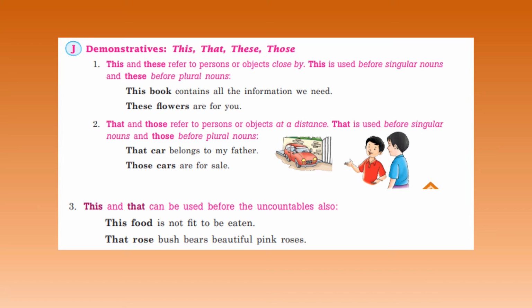That and those refer to persons or objects at a distance, which means they are far. That is used before singular nouns and those before plural nouns. For example, that car, those cars, etc. Children, remember, this and that can be used before the uncountables also, like this food, that rose, etc.